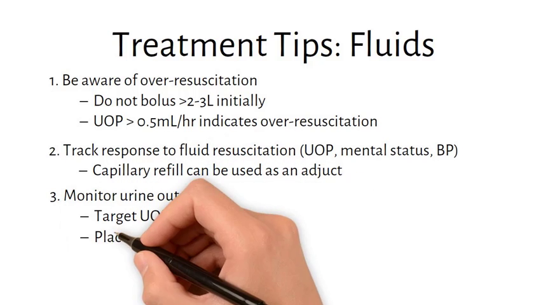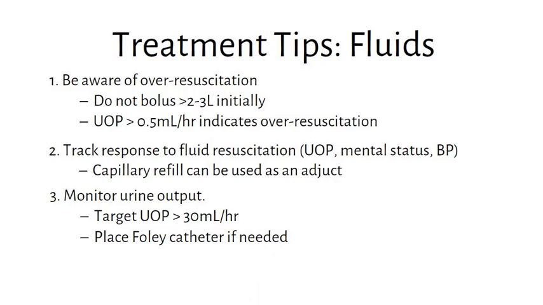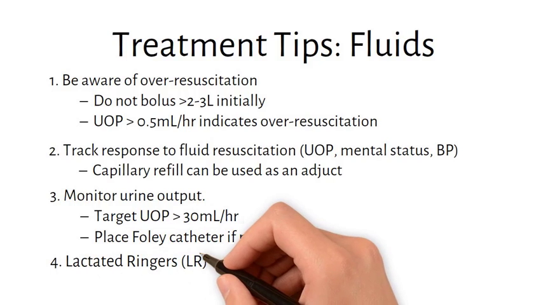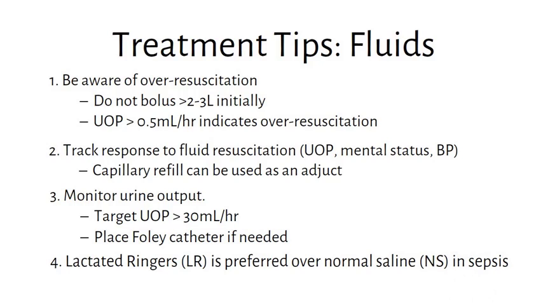Track and record hourly urine output with a target of at least 30 milliliters per hour. Placing a Foley catheter will give you the most precise measurement, but is not always necessary in an awake patient. Be creative with your containers for measurement. Balanced crystalloids, or lactated Ringer solution, is preferred over normal saline in sepsis, but lots of fluids might be needed for treatment, so manage your resources and use what you have.